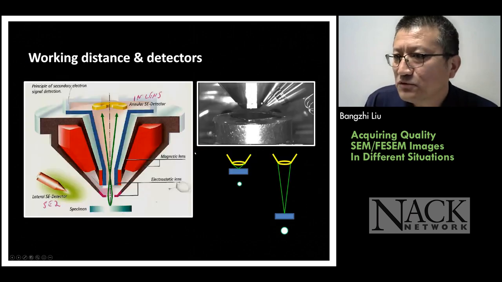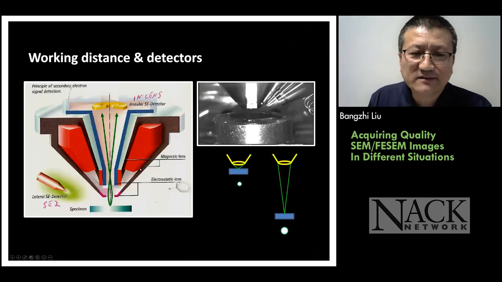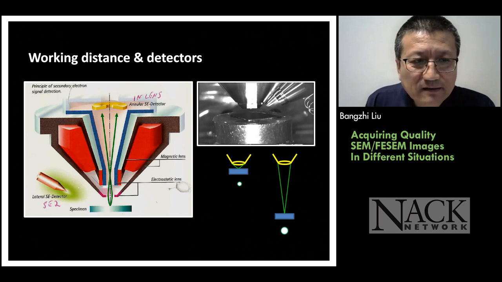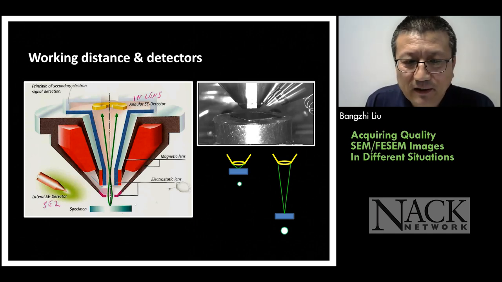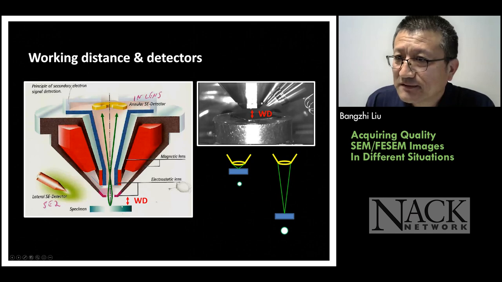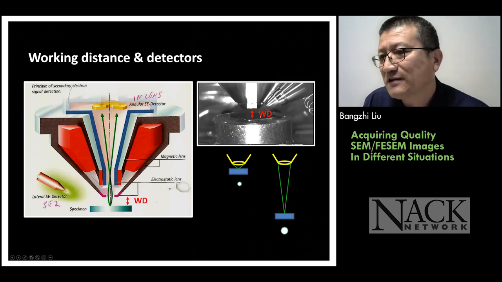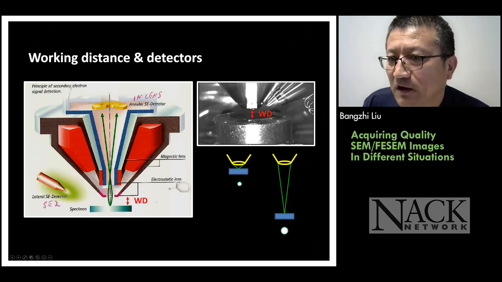So what is working distance? Let's see right here. This is the column of the SEM, and this is your sample. The distance between your sample and the final lens is the working distance. The same thing in the actual chamber inside our SEM: it's basically how far your sample is from the column.